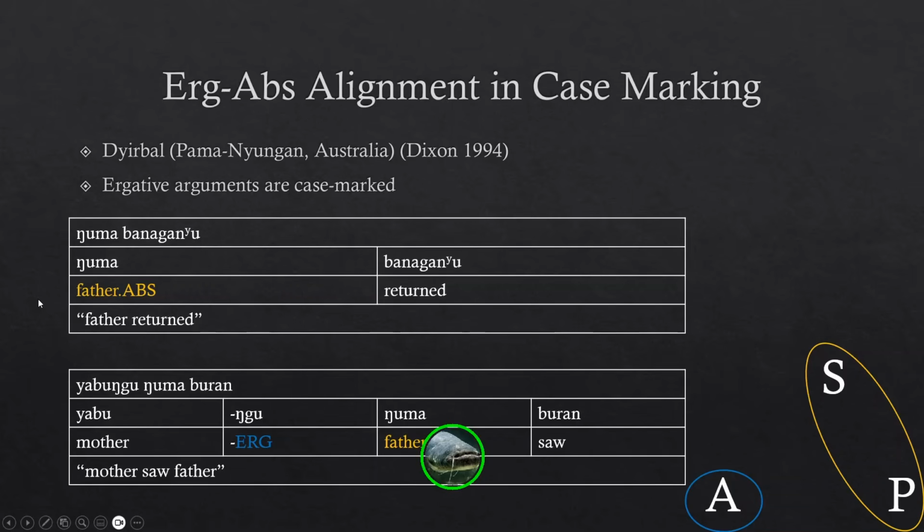Transitive sentence: mother saw father. Mother is the one doing the seeing, so that's your agent. And you'll see that in this case, there is a case suffix. This ngu, in yabungu, is mother, ergative. This suffix only appears to mark the agent of a transitive verb. It doesn't appear to mark other arguments. You can see with the patient, right? Father is the patient, the one being seen. Again, we have this nguma form with no case suffix, so we say it's unmarked absolutive.